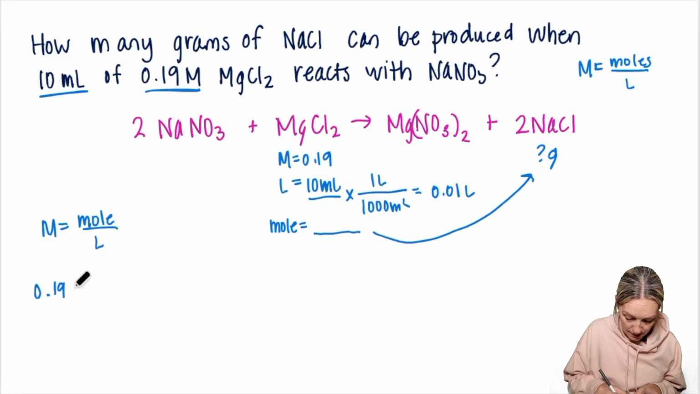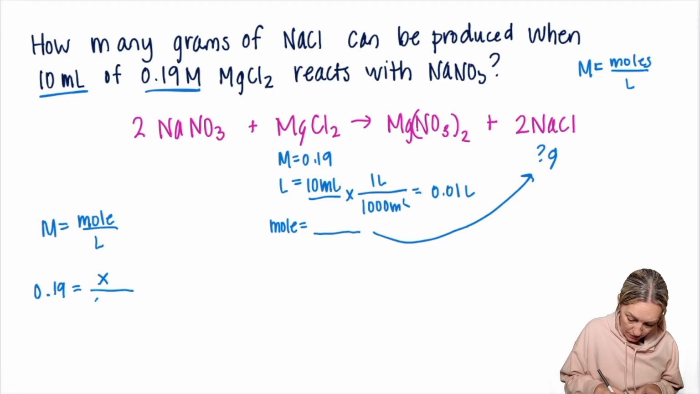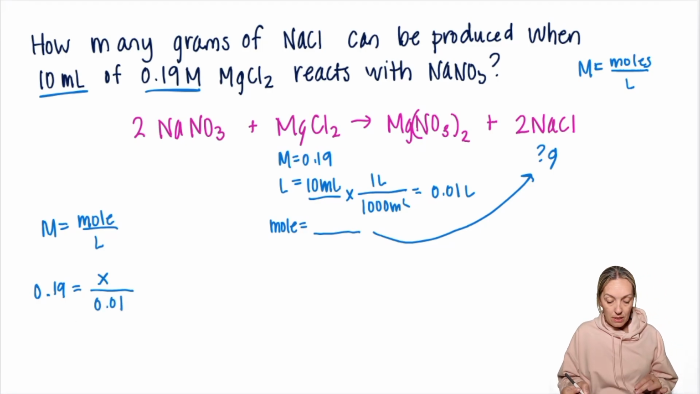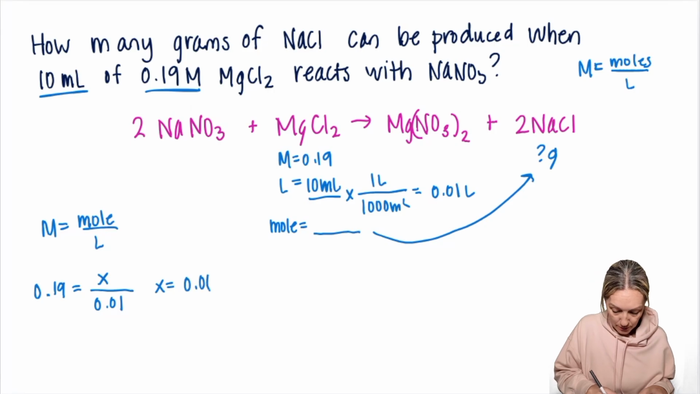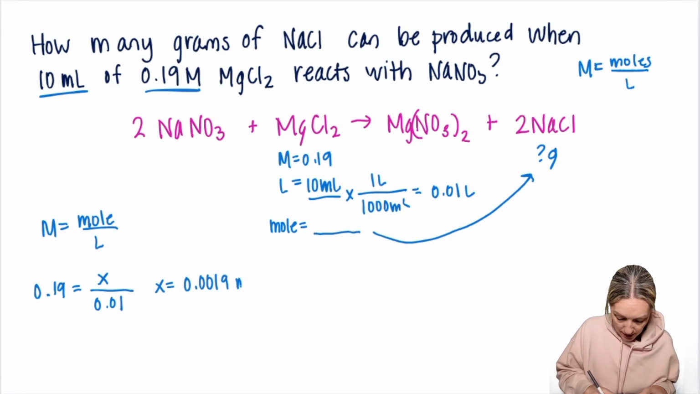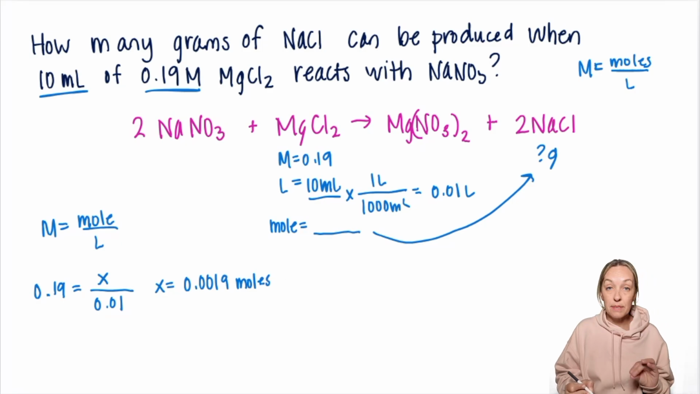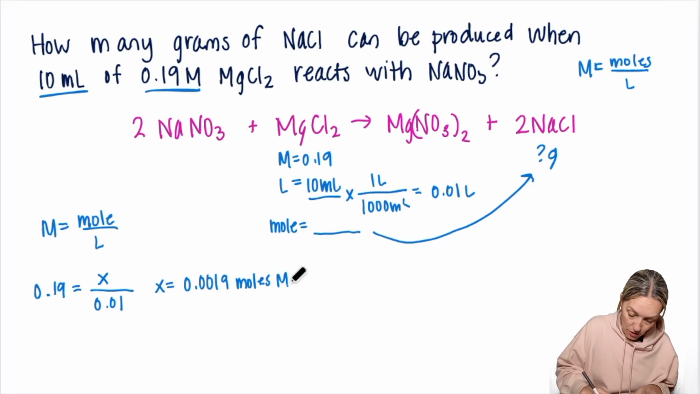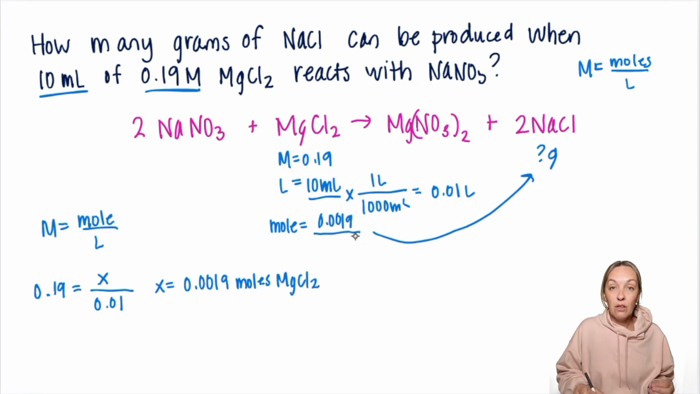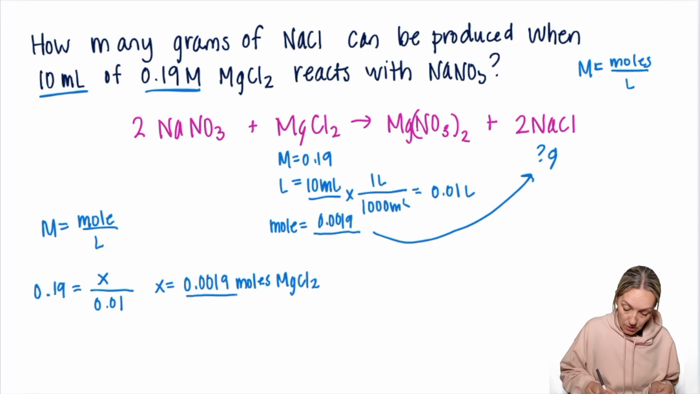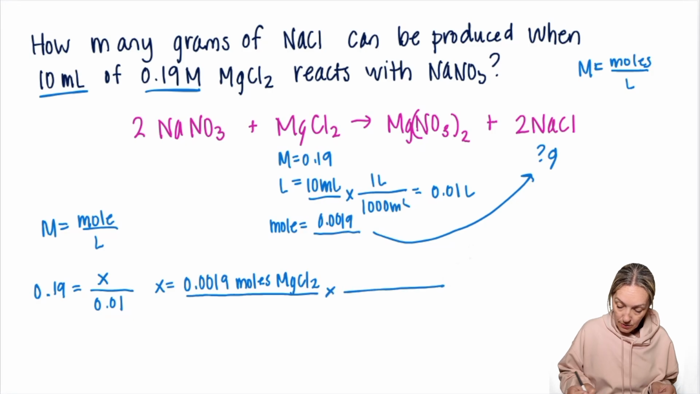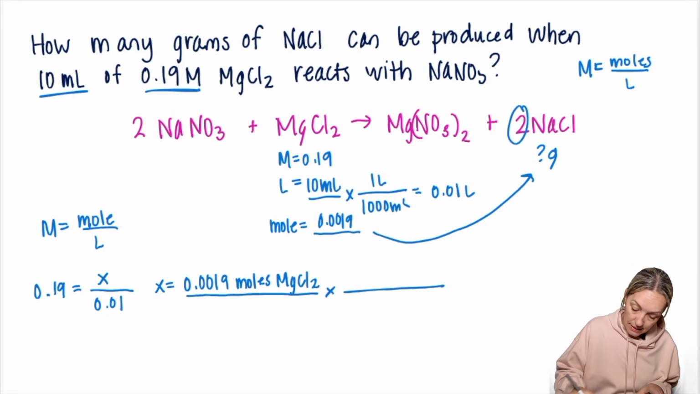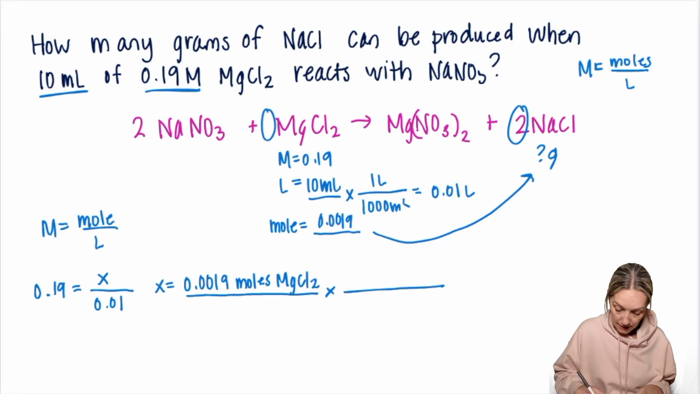0.19 is my molarity. I don't know my moles, so I'm going to call that x, and my liters are 0.01. Make sure that you're using liters in your molarity equation, not milliliters, so this conversion is necessary. When I solve, my x value is 0.0019, and remember that that represents moles, and specifically moles of MgCl2. Now that I know my moles of MgCl2, I can use my stoichiometry to convert that into moles of NaCl using the ratio from the balanced equation.